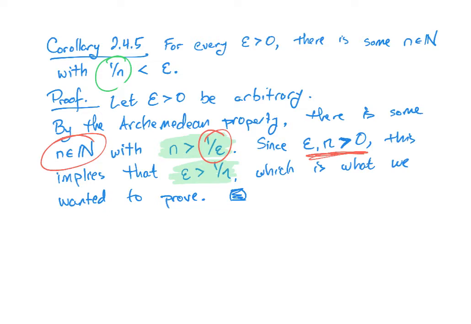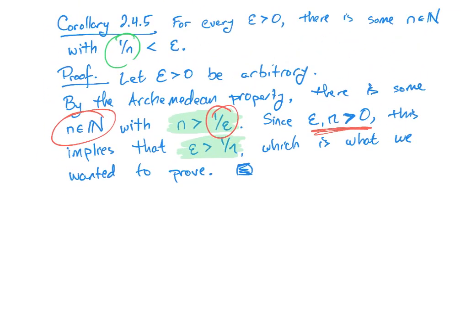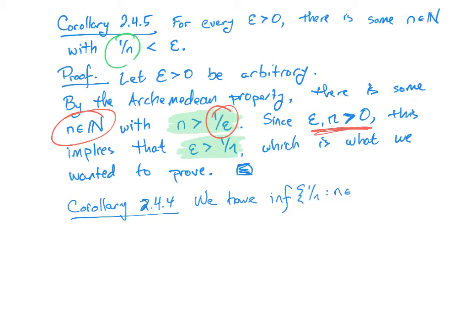A couple more corollaries. I'm not going to spend too much time on them. The proofs are in the book. Corollary 2.4.4. You'll notice this is a lower number. The book does this first and then uses this to prove the one we just did. I'll write it this way. We have the infimum of this set of 1 over n, that infimum is equal to 0.